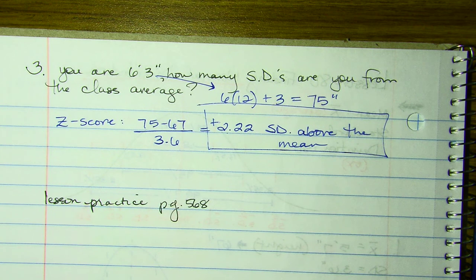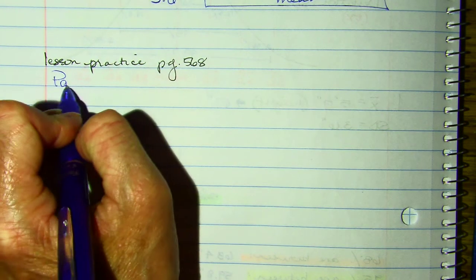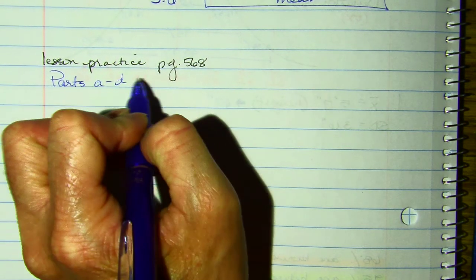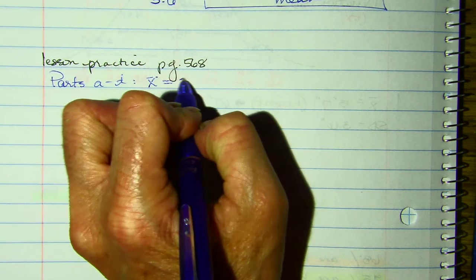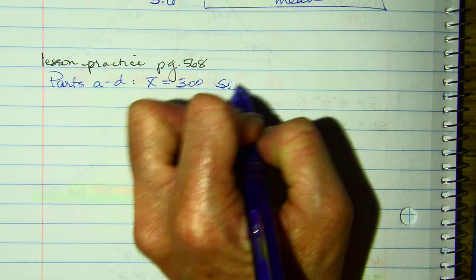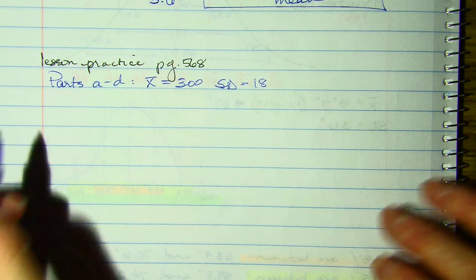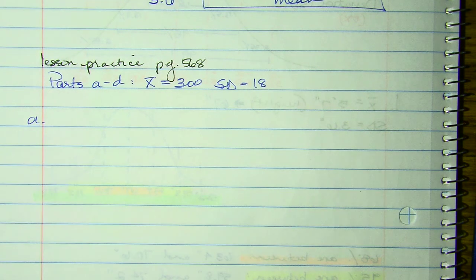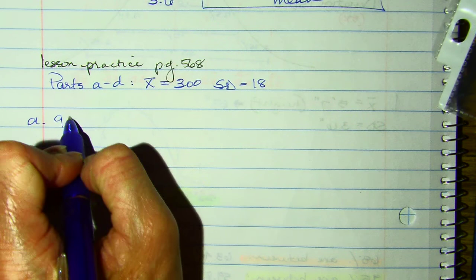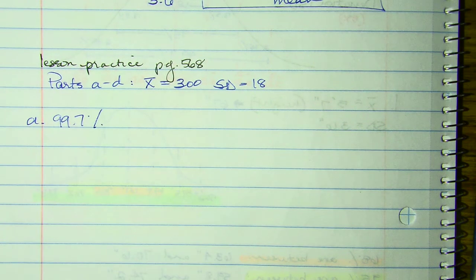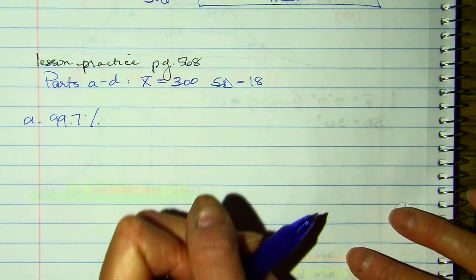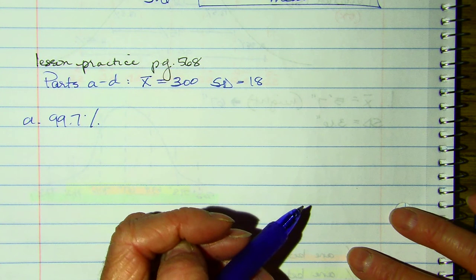So those are some examples. We're now going to practice that in our lesson practice. The lesson practice is on page 568. For parts A through D, they ask us to use the following: our mean is 300 and our standard deviation is 18. Part A asks, between what two scores is 99.7% of the data? Now you can build a curve if you'd like, or you can try to picture it by hand.